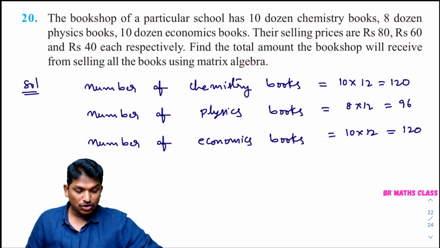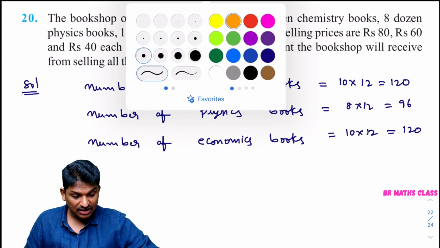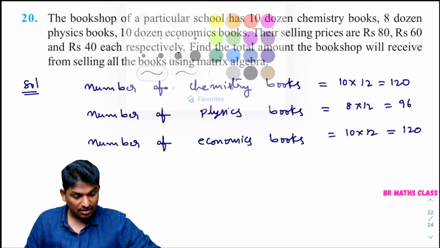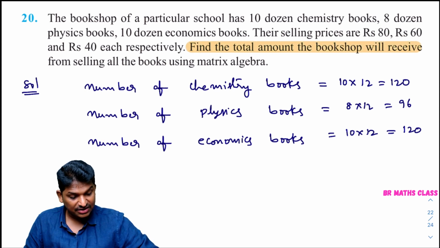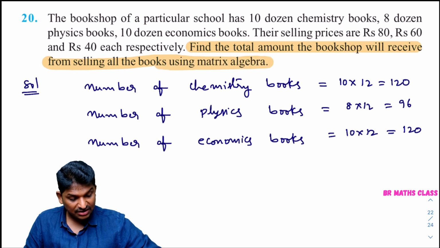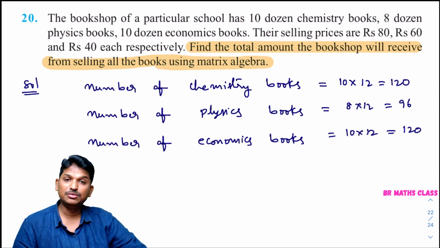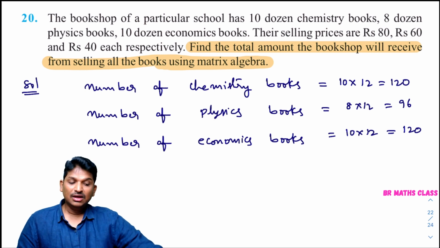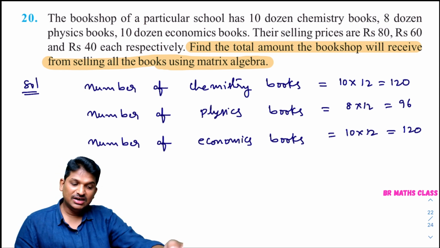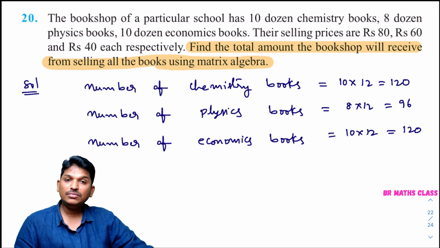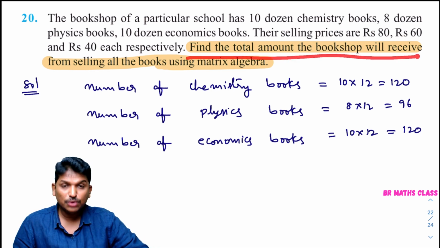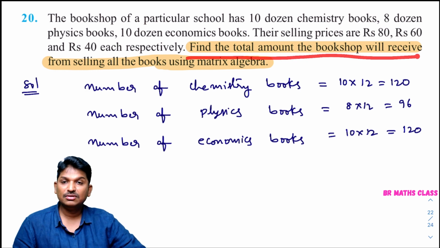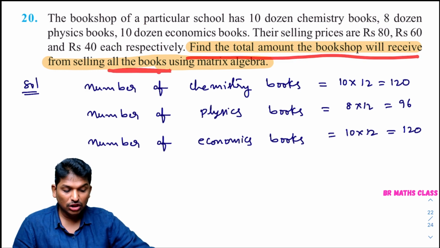Find the total amount. You observe, this is important. Find the total amount that the bookshop will receive from selling all the books, by using matrix algebra. This is the thing. What is the amount he'll get? General way you think: find the total amount that the bookshop will receive from selling all the books.